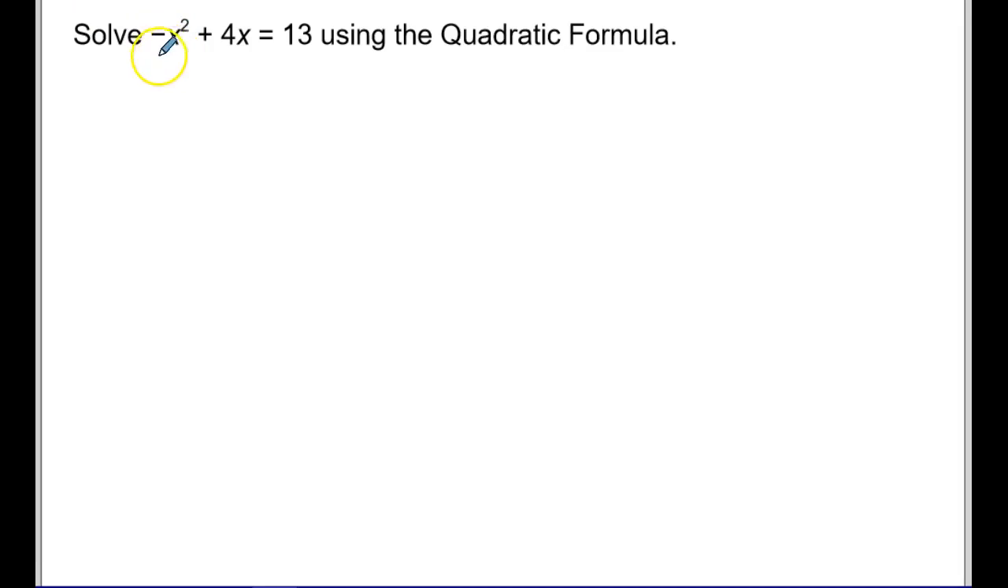So now here's our next one. Solve negative x squared plus 4x equals 13. Again, I need to get everything to one side. So I start by subtracting 13. So negative x squared plus 4x minus 13 equals 0.